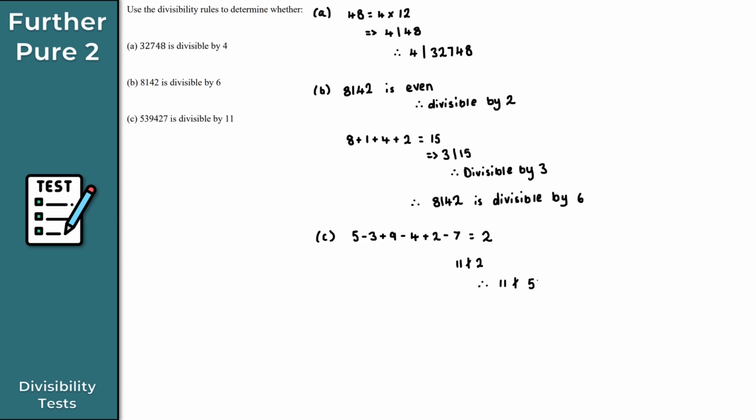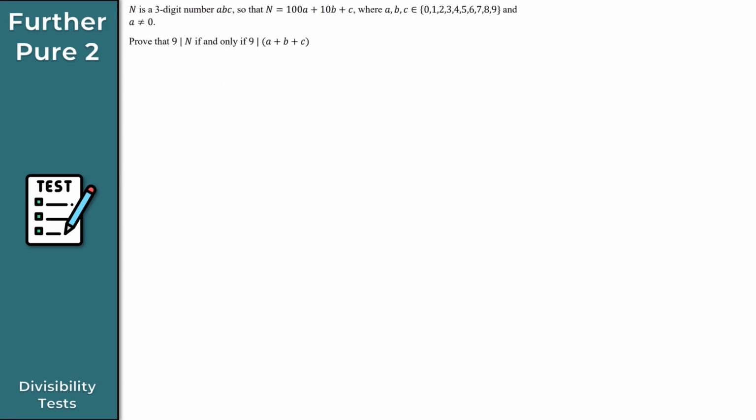So 539,427 there. Okay. And there we have it then. So that gives us the solution to part C and the solution to question 1. And then finally, to finish with here, let's just have a go now at the very last question, question 2.